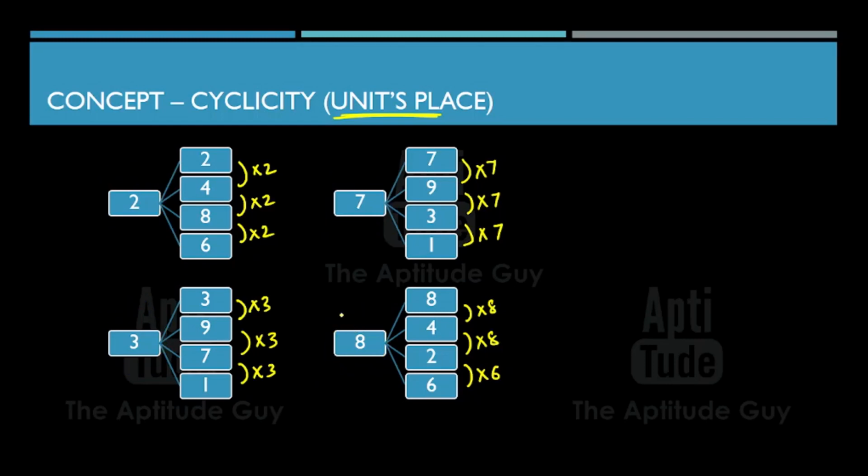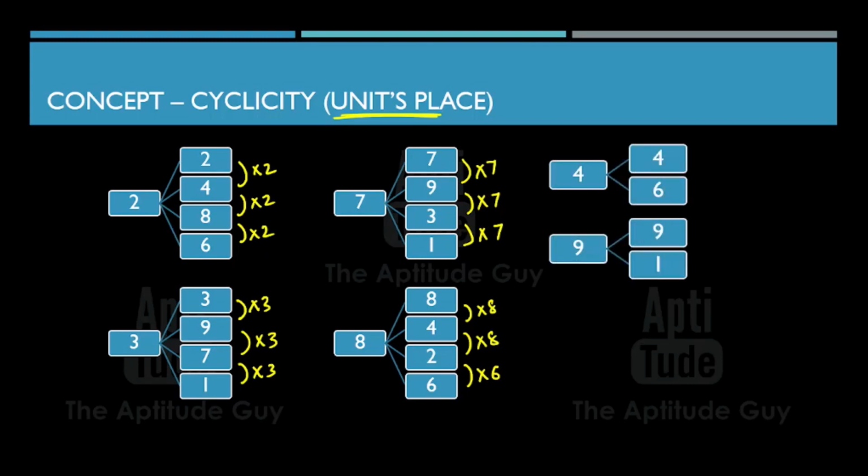For example, there are two digits whose power cycle has only two terms. Can you guess what those two digits are? They are 4 and 9. That's it. Let's check it out. 4 power 1 is 4, 4 power 2 is 16. Then 4 power 3 is 64, and so on and so forth.